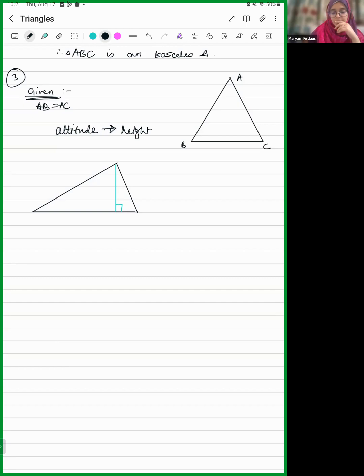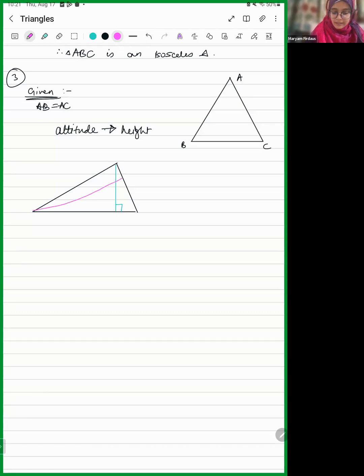In one triangle, how many altitudes can we have? Yes, we can have three, because an altitude starts from one vertex to the opposite side. So like that, you can have it from this vertex also, from this vertex to the opposite side.